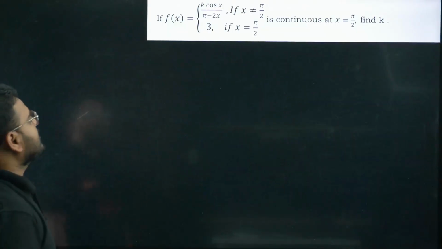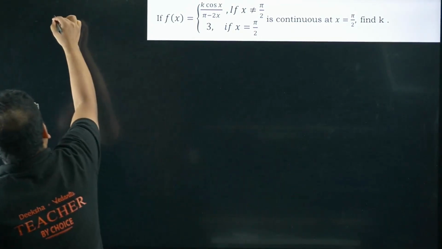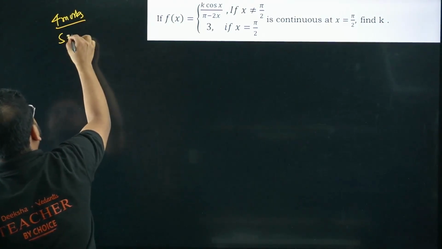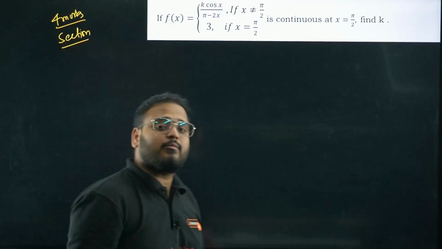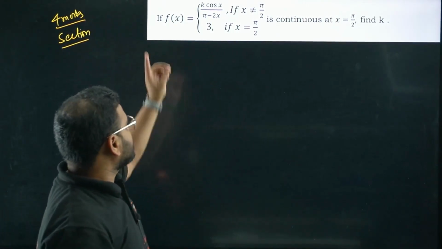Again, very important question. Next, this question comes for 4 marks. It's a section E problem. I think this question was given in a question bank and model question paper, so I've taken it from there. Very important question. So how do you solve it?